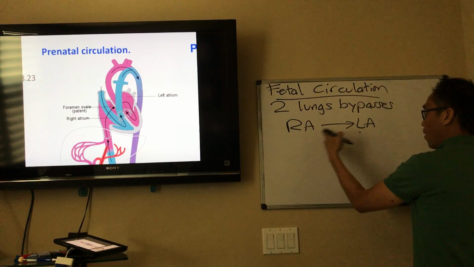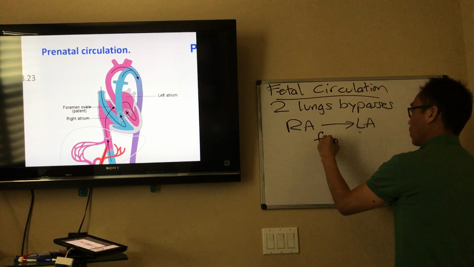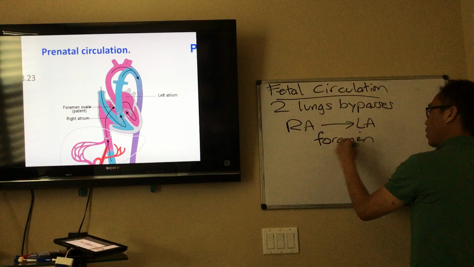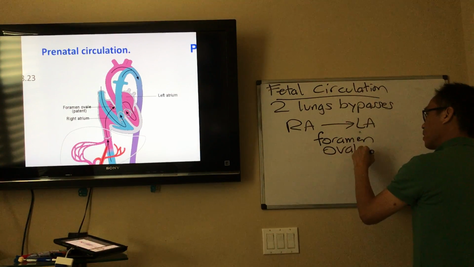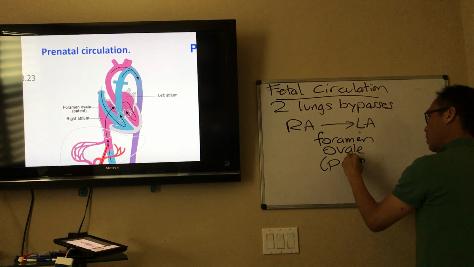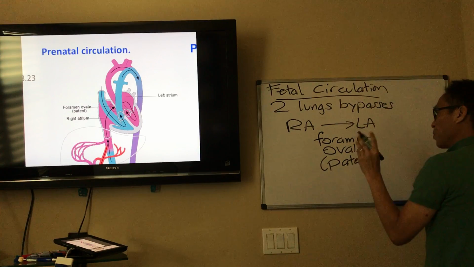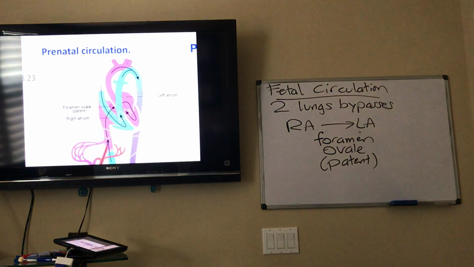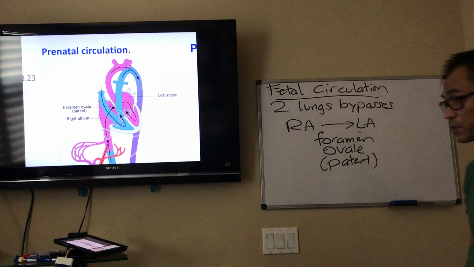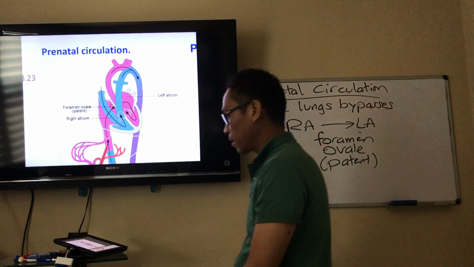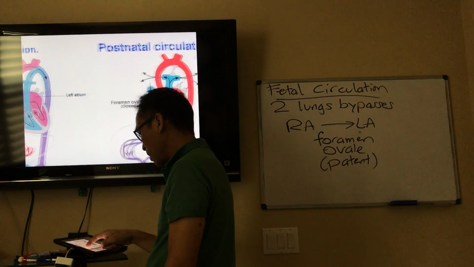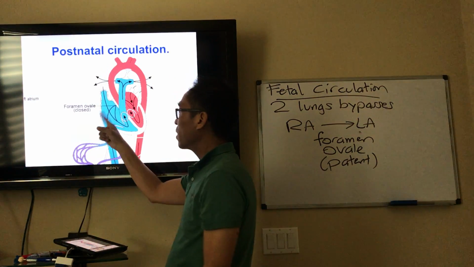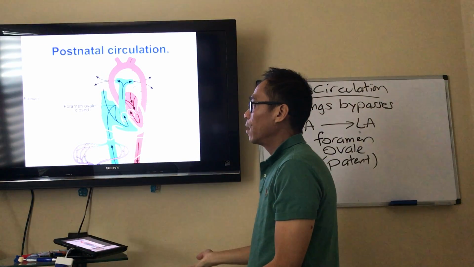So, to go from the RA to the LA, it's through the foramen ovale. Patent on that figure means open. That's one thing I want you to know. In adult circulation, it closes. It's like a little flap and it closes. When it's closed, you can still call it foramen ovale.